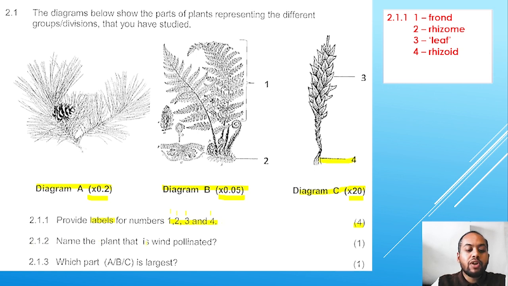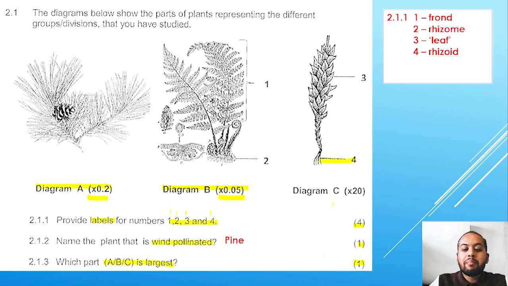2.1.2, name the plant that is wind pollinated for 1 mark. Out of these 3 plants given to you here, which plant is generally wind pollinated? The type of plant that is generally wind pollinated is going to be diagram A, which is going to be the pine tree.